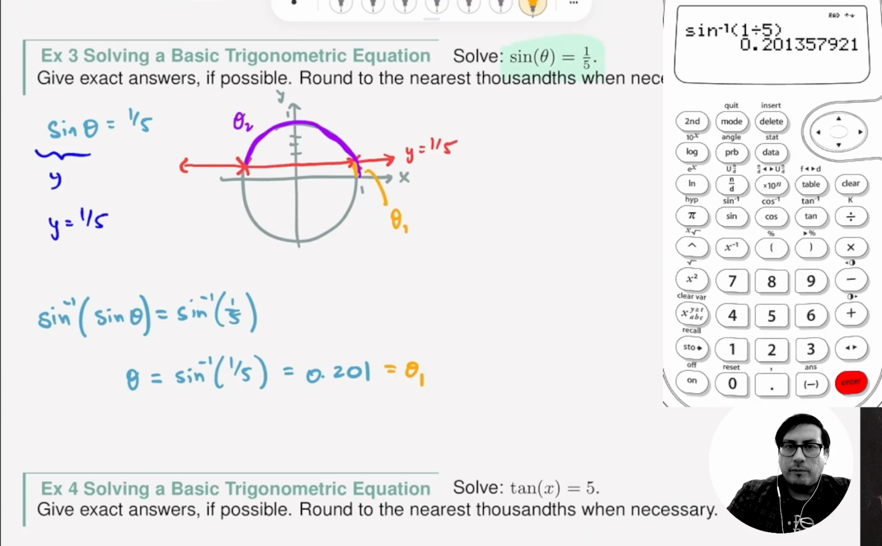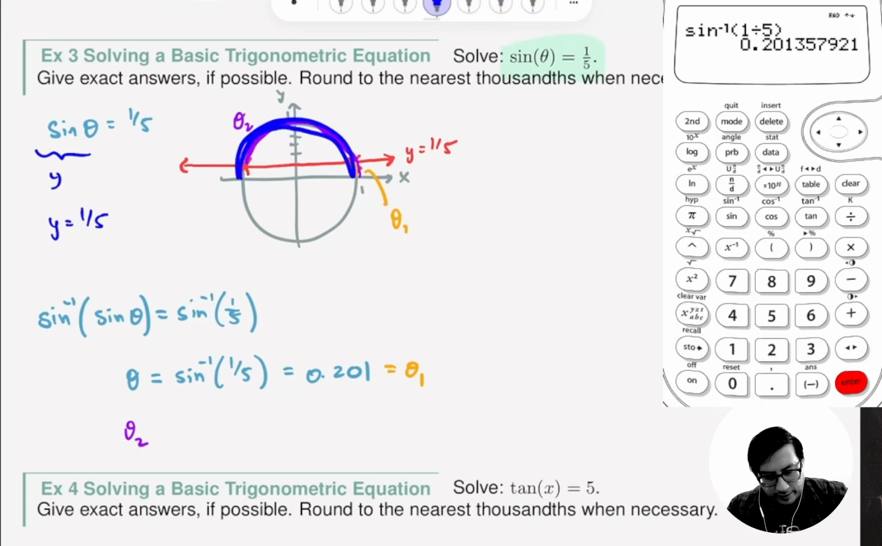So, how do you get theta 2? The calculator is not going to give it to you. You have to think. You have to use reasoning to get to it. So pause the video and see if you can come up with this on your own. All right, welcome back. How do you get theta 2? This is the magic.